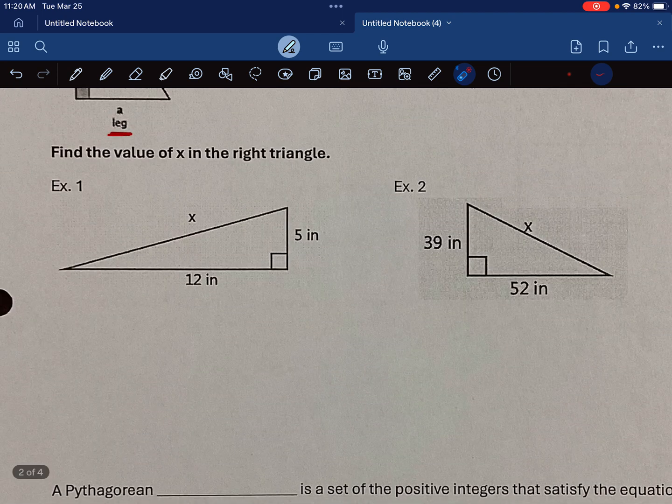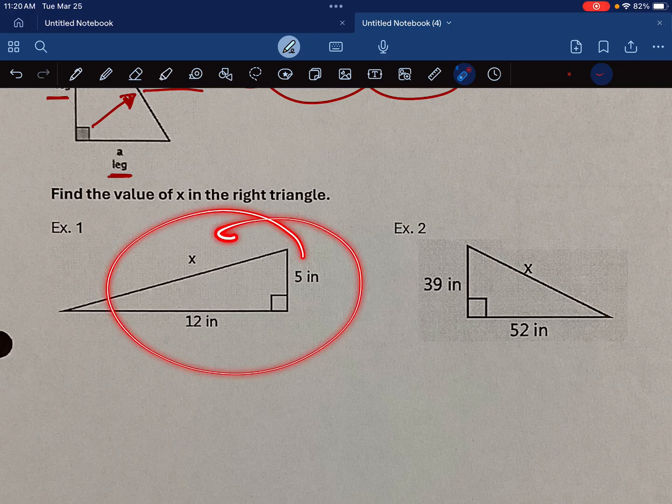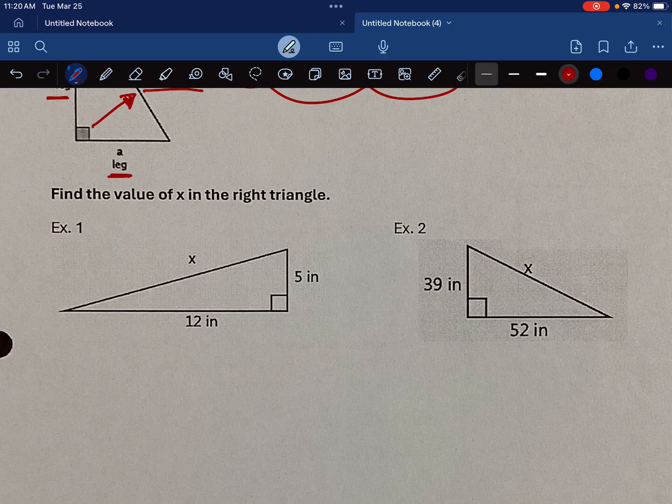Okay? So the only side that we care about, that we need to identify, is the hypotenuse. So in example 1, which of these three sides is the hypotenuse? X, because it's across from the right angle. So we replace that for C. Okay? So it's going to be equal to x squared. The other two numbers, it doesn't matter which one you write first. So we're just going to say 5 squared plus 12 squared.